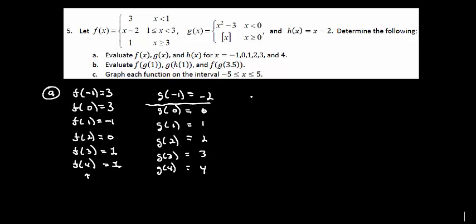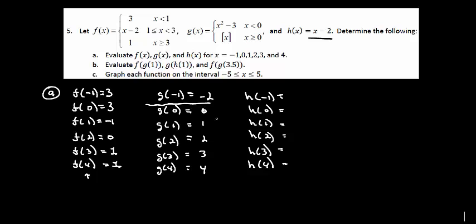And then, of course, we've got h. H is a pretty easy one to work with as well. So for each of these, we've got to plug them in to this function right up here. And so when I plug in -1, I get -3 out, 0 I get -2, 1 I get -1, 0, 1, and 2.